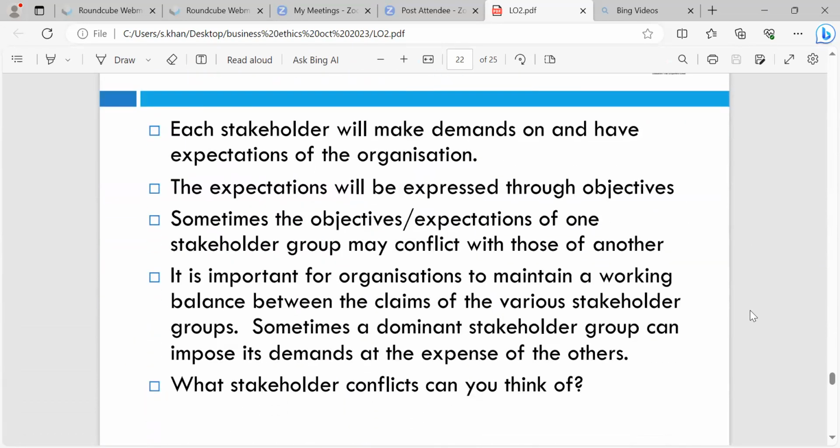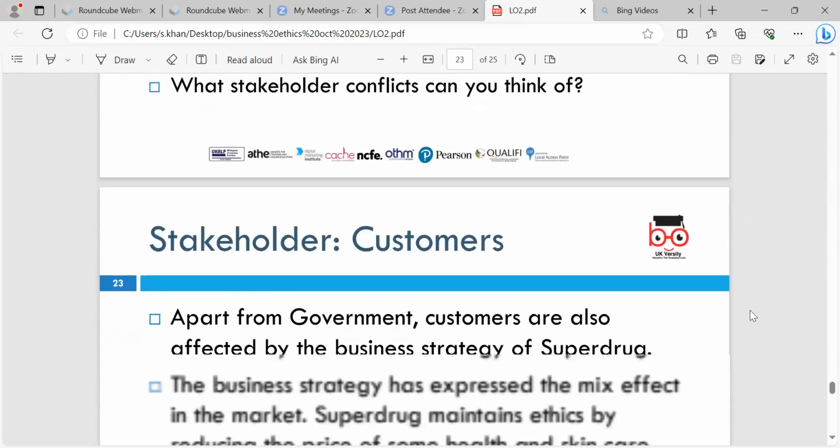Stakeholder conflicts. Each stakeholder will make demands on and have expectations of the organization. The expectations will be expressed through objectives. Sometimes the objectives and expectations of one stakeholder group may conflict with those of another. It is important for organizations to maintain a working balance between the claims of the various stakeholder groups. Sometimes a dominant stakeholder group can impose its demands at the expense of the others. What stakeholder conflicts can you think of?